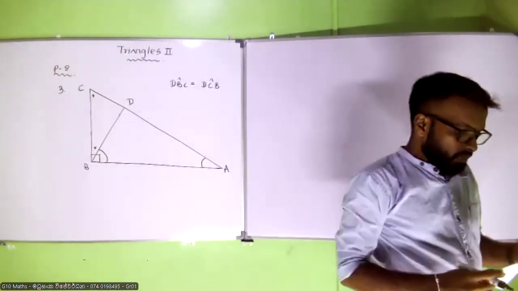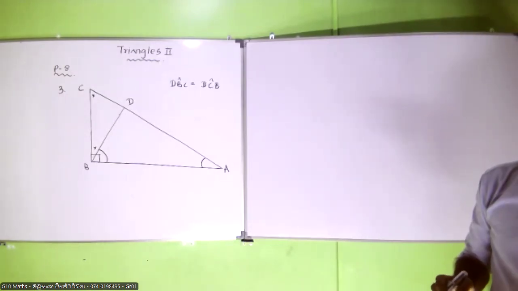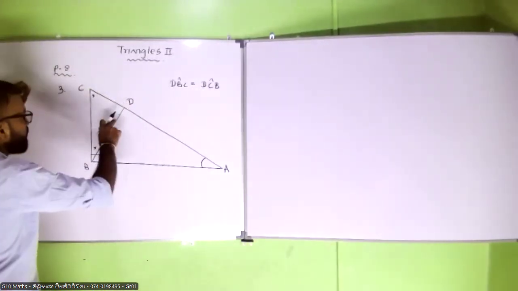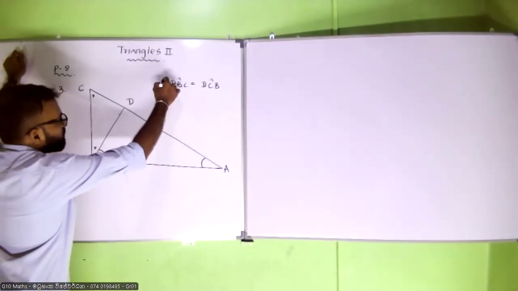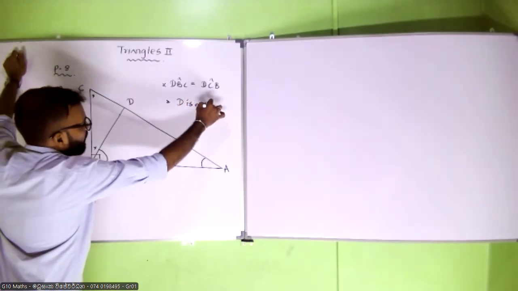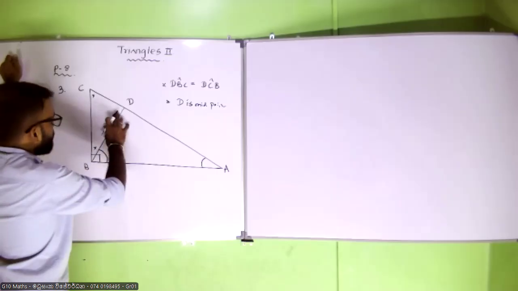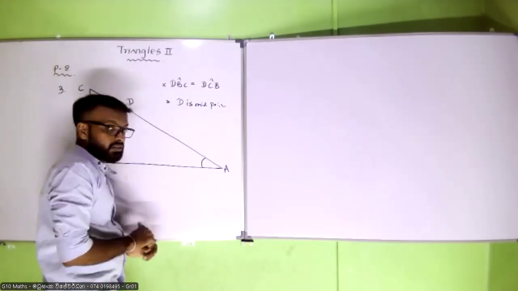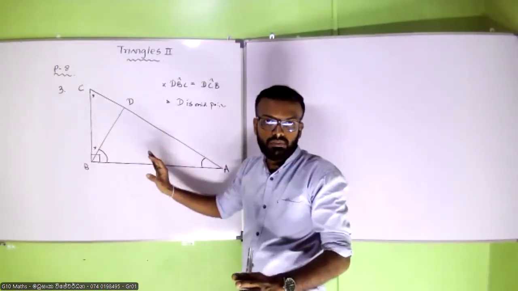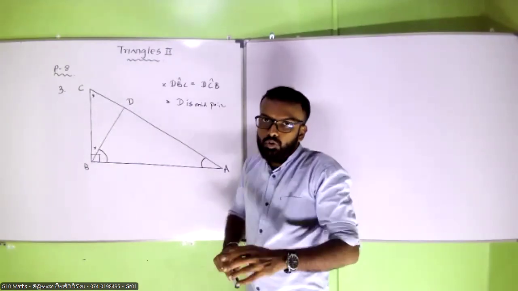So how are we going to show that? And also D is the midpoint of AC. Right, D is the midpoint. Secondly, we have to show D is the midpoint. So they have given us a very fair figure. In the exam also, normally when you are doing something, you need to be very fair.